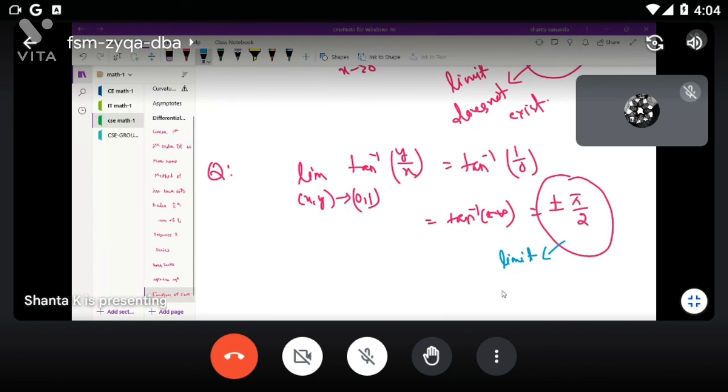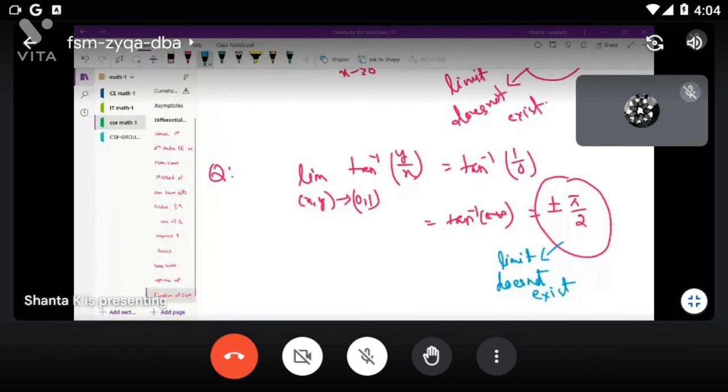Limit does not exist. Not unique, ma'am. Two values. So limit does not exist. Okay, fine. So we will do continuity next class, continuity and the partial derivatives also.